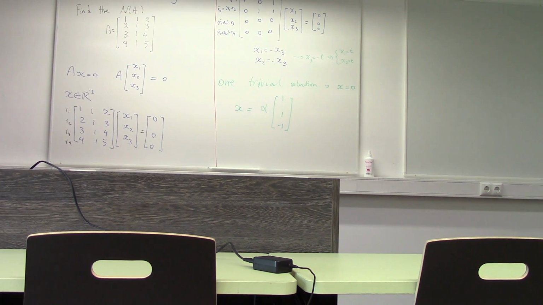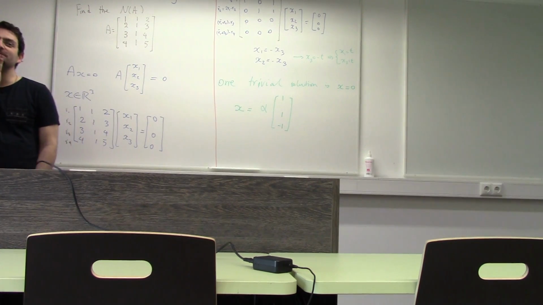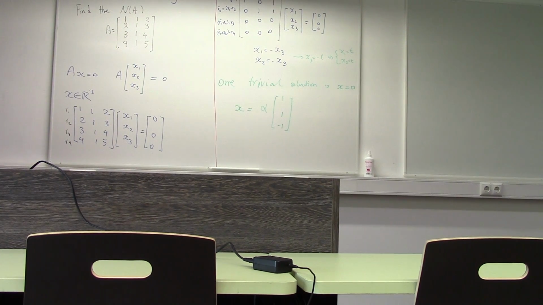So what does this represent geometrically? You have to say it represents a point, a line, a plane, a hyperplane, a cube, a sphere. What does it represent? Not what property it has.